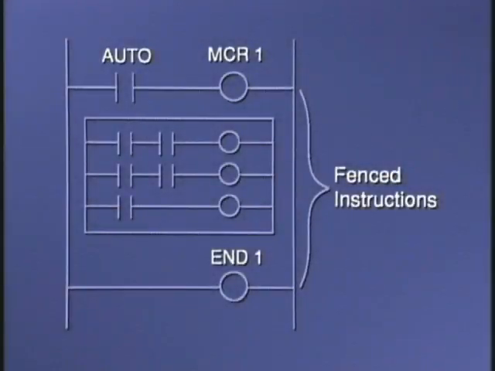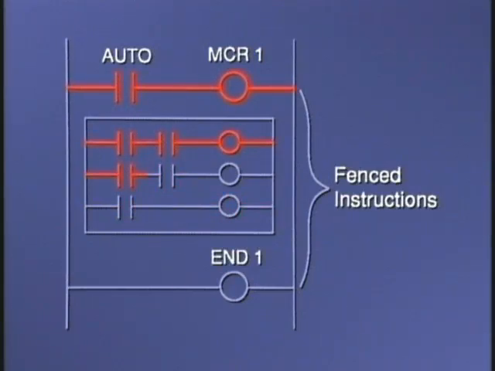The master control relay instruction is used to activate or deactivate the execution of a group of ladder rungs that are fenced between the MCR instruction and the end MCR instruction. When the logic that drives the MCR rung is true, the referenced output is activated and all the rungs within the fence are controlled by their respective input conditions.